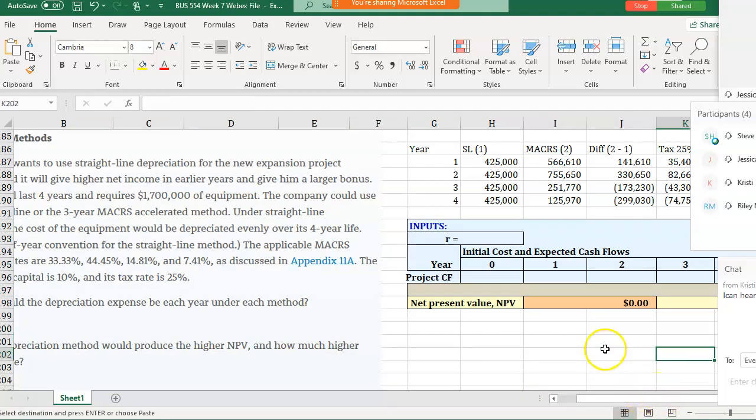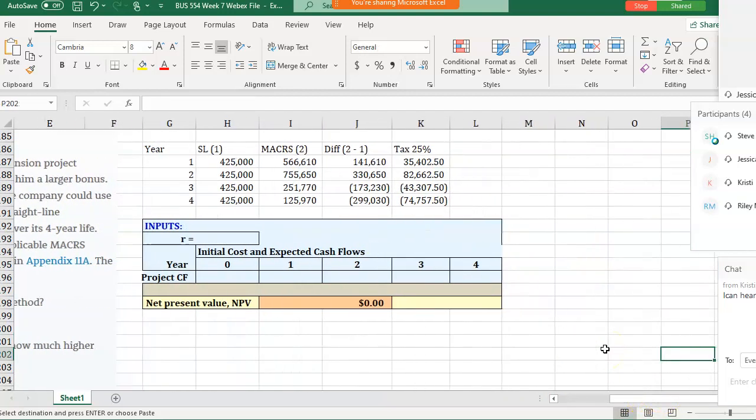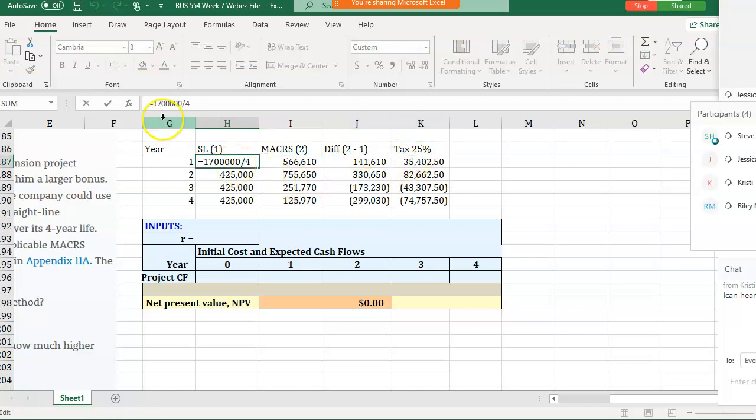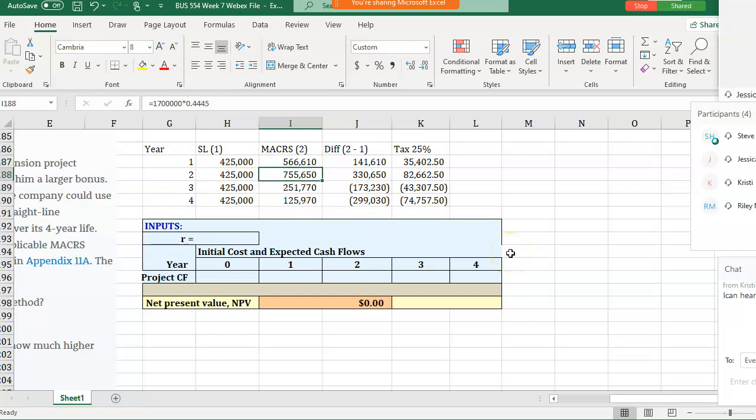Let me get this all on the screen for you so you can see it. Right here, I put in the two numbers. I just labeled these columns: columns 1, 2, 2 minus 1, and the tax rate. So this is straight line, just 1.7 million divided by 4. And then the MACRS is the 1.7 times each of the 4 different percentages. So 0.33, 0.4445, 0.1481, and 0.0741.